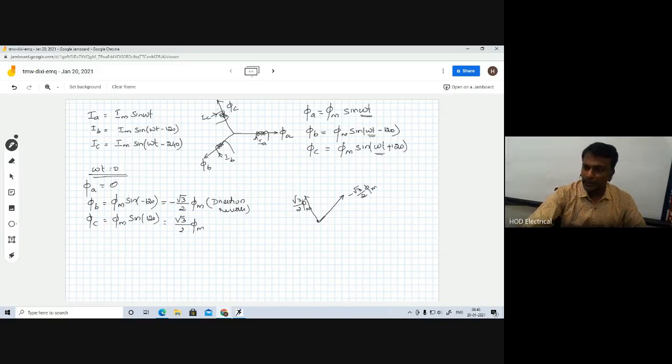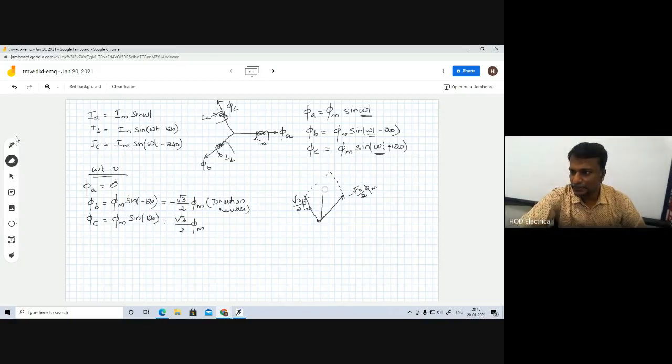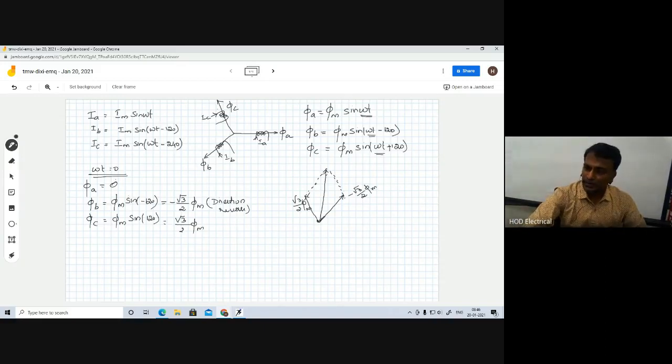So now the resultant of this, it is a vector. So we just draw the parallelogram. So the resultant will be here. Resultant vector will be in this direction. If we properly draw this diagram, it will be like this. So now this is our resultant flux. So we need to find out the resultant flux.